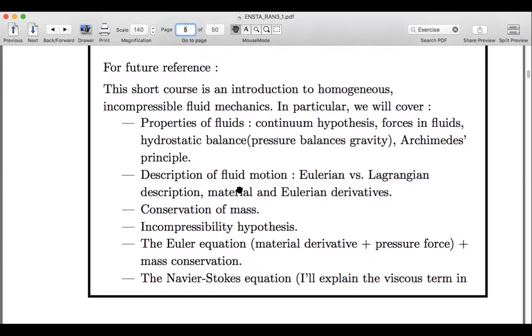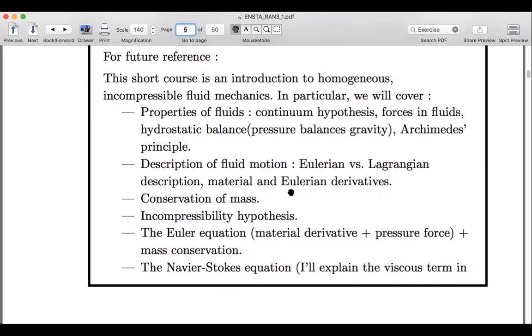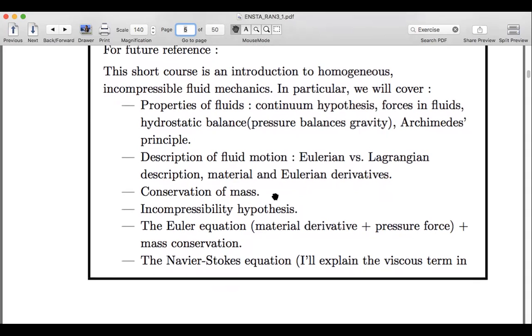We'll cover the description of fluid motion, so the kinematics of fluids. The description of fluids falls into two general categories, Eulerian and Lagrangian. I have to tell you about the Lagrangian just so you know it exists, but we're going to use almost exclusively the Eulerian description. And there are some subtleties in describing the derivatives, in particular space and time derivatives of fluid quantities differ between these two different fluid descriptions.